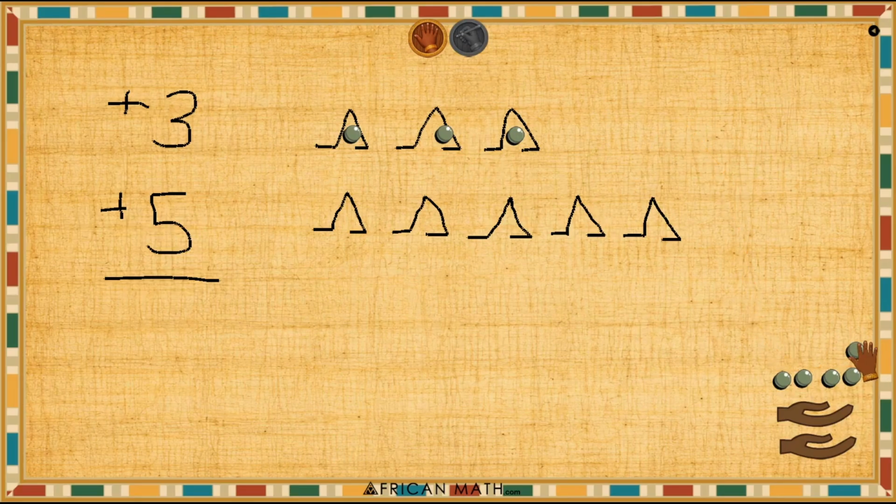Now let's place 5 more. We're going to place 1, 2, 3, 4, and 5. And then what we want to do is solve our equation. We've placed 3 and we placed 5. But the question is, how many do we have all together? And the way we would solve that is we could count.